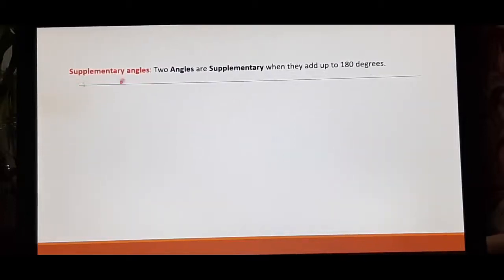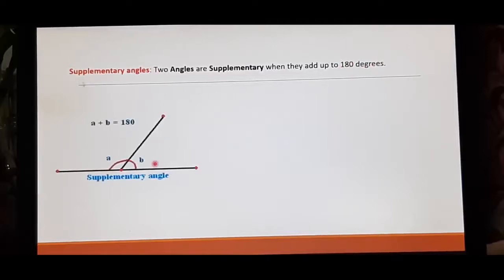Next one is supplementary angles. So on adding two angles, if we get their sum equal to 180 degrees, those angles are known as supplementary angles. See, now I have two angles, angle A and B. If I get 180 degrees on adding angle A and B, which means angle A and B are supplementary angles. So let's take one example also. 130 plus 50 is equal to 180 degrees. So which means 130 and 50 are supplementary angles.